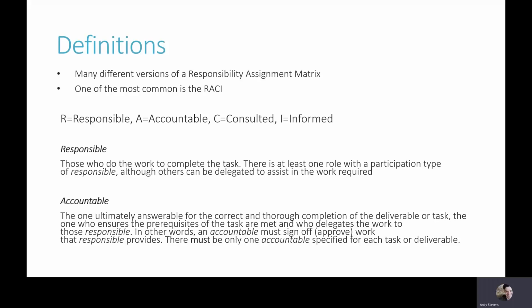The A is for accountable. So that's who is actually answerable within the organization that this work gets completed. There should only be one person that's accountable. That person can be both responsible and accountable, and then there could be multiple people responsible, but again, only one that is accountable.